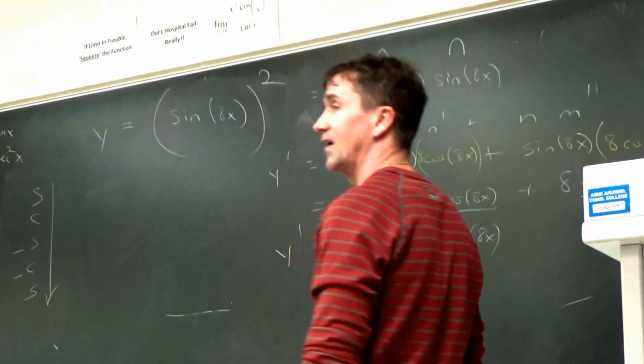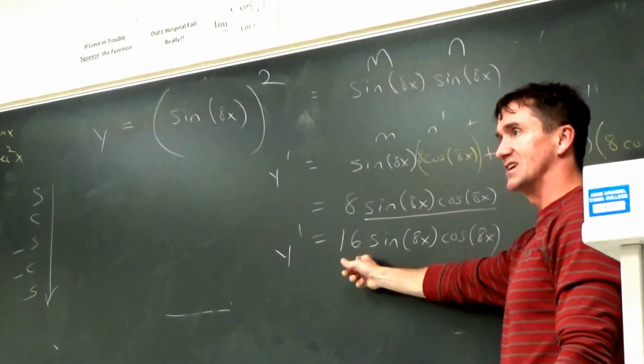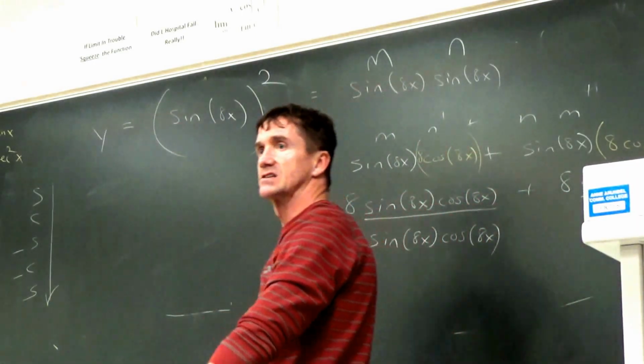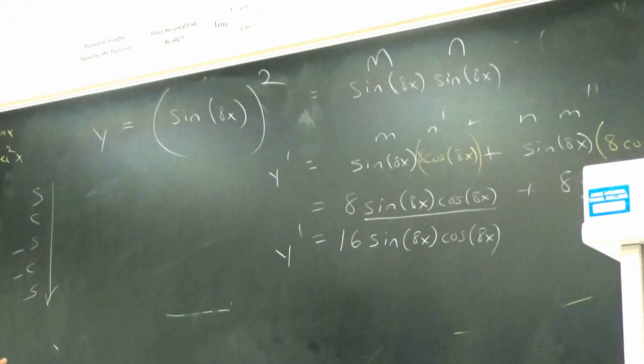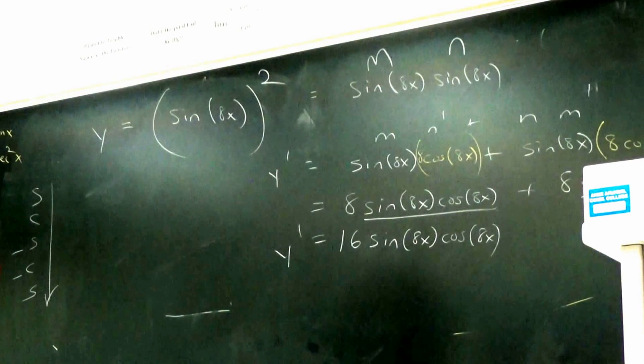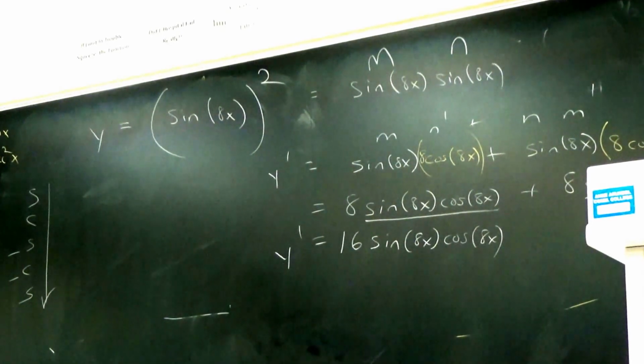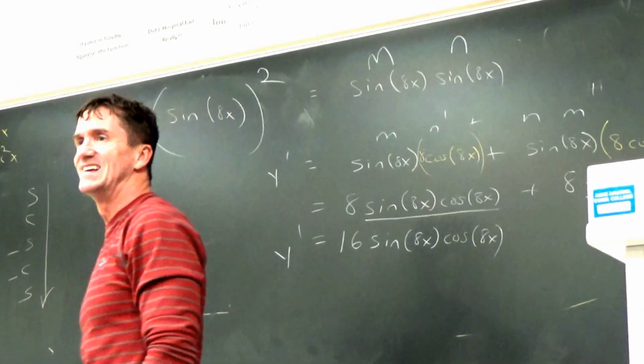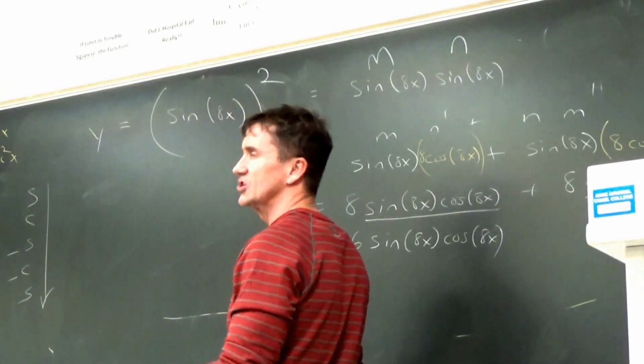And I will get for my final answer 16 sine of 8x times cosine x. Well, let's do it, because there are people in this room who are going to prefer this. But when I grade, and I see someone try the fast way and he missed something, I'll show you what kind of answers you get.